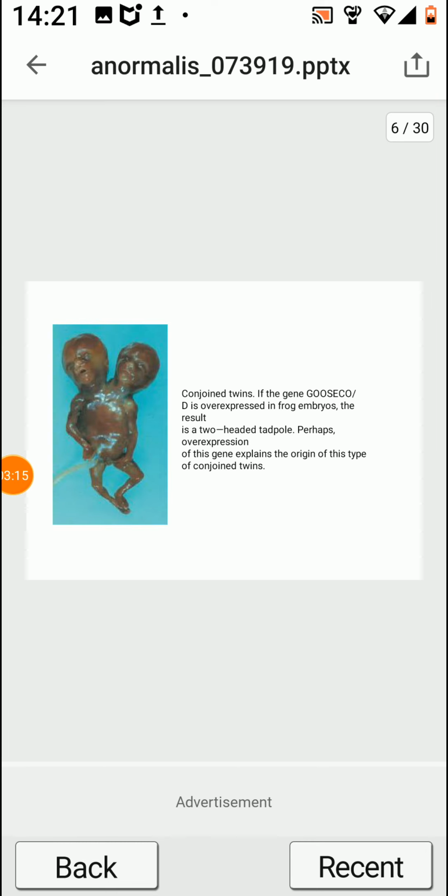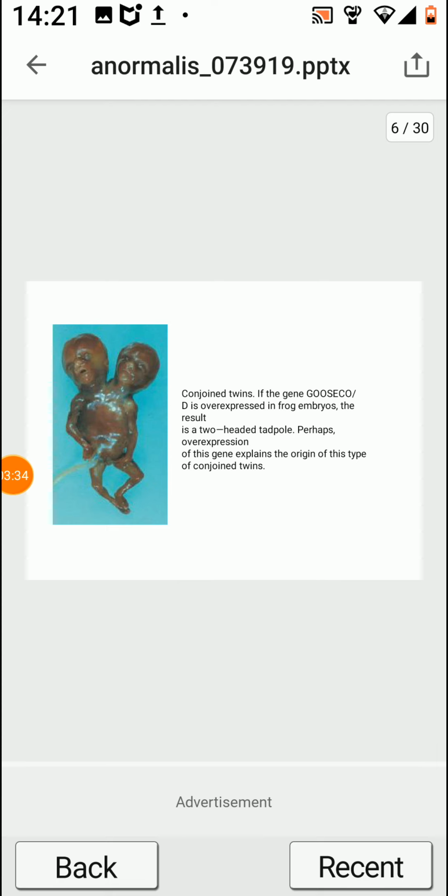Now we're going to see conjoined twins. Conjoined twins, this birth defect is very common in frogs, where you can find that you're seeing a two-headed tadpole. So here we're seeing conjoined twins.